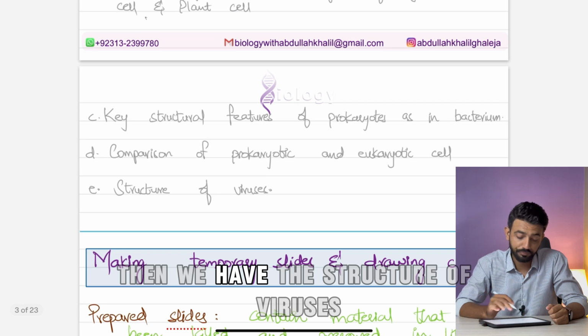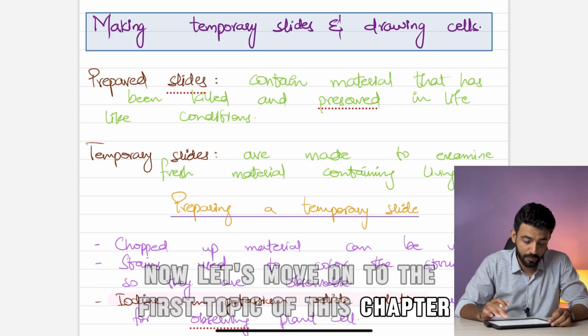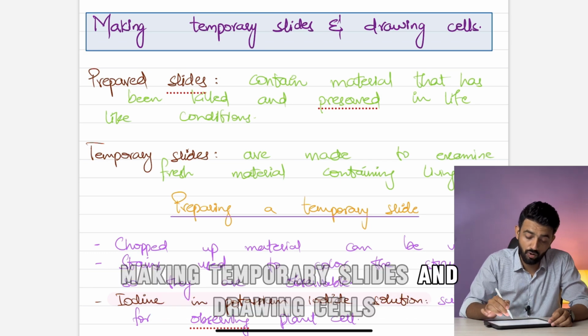Then we have the structure of viruses. This is the last learning objective. Now let's move on to the first topic of this chapter, making temporary slides and drawing cells.